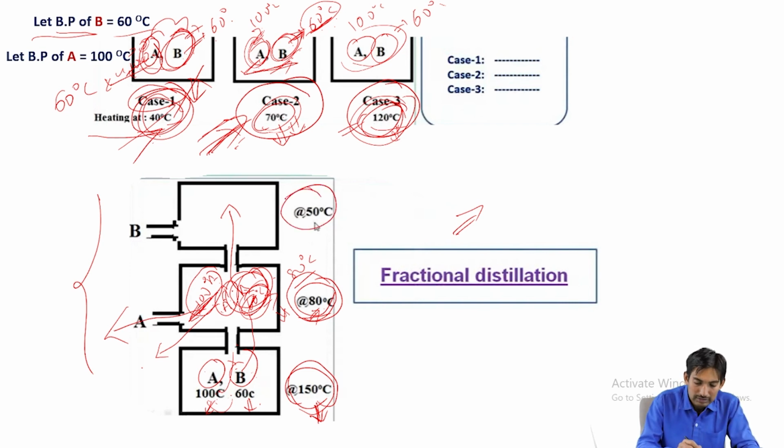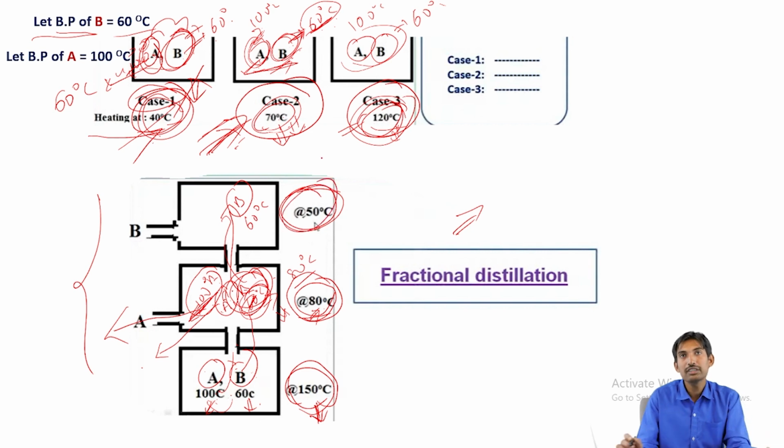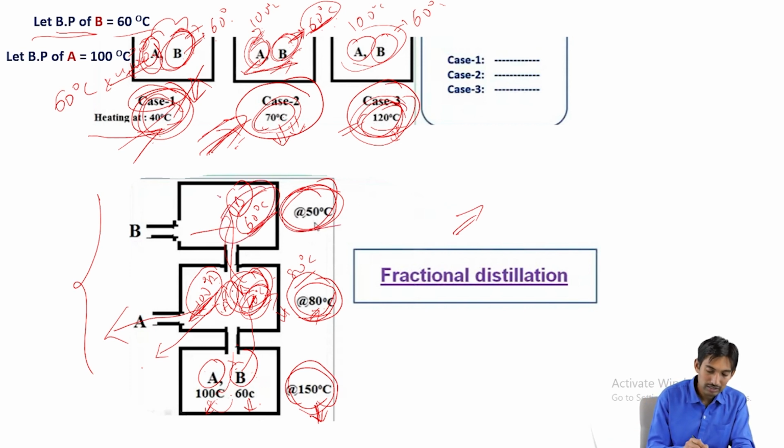Here we are maintaining 60 degrees centigrade. Initially, the B vapors entered into this chamber. The boiling point of B is 60 degrees centigrade, but we are supplying only 50 degrees centigrade. So the B fraction vapors convert into liquid, because the boiling point of B is 60 degrees centigrade but we are supplying only 50. These entered vapors will be converted into the liquid form.